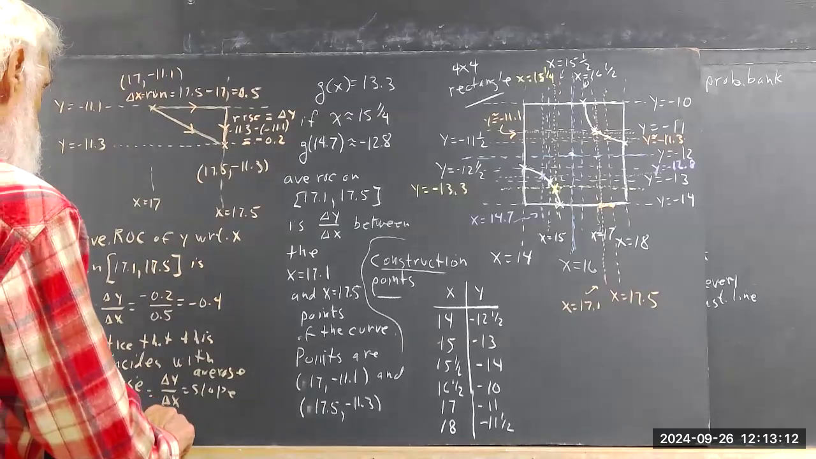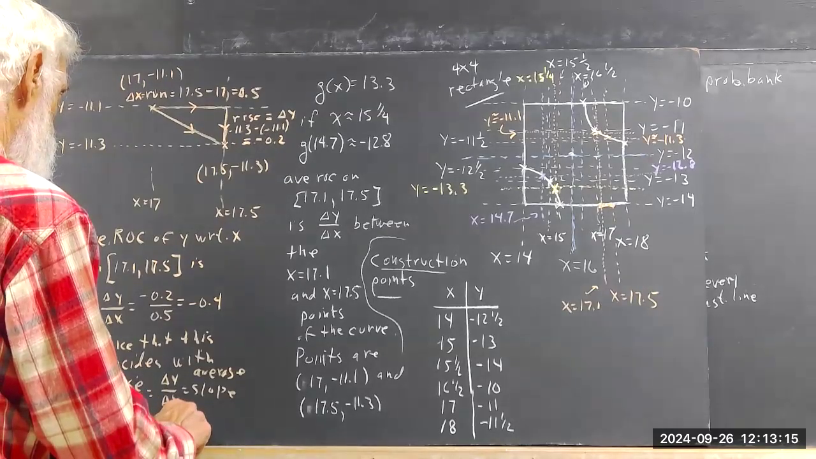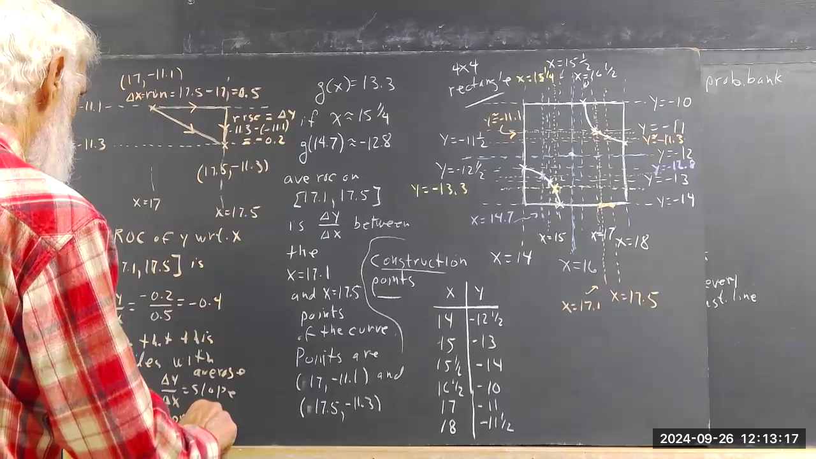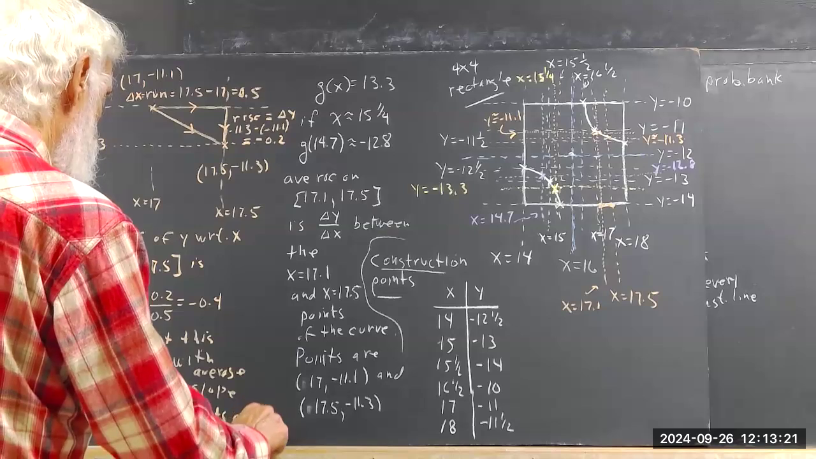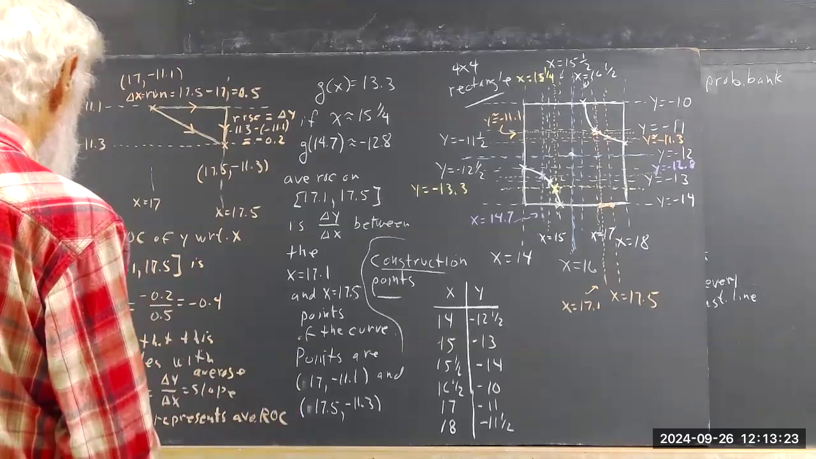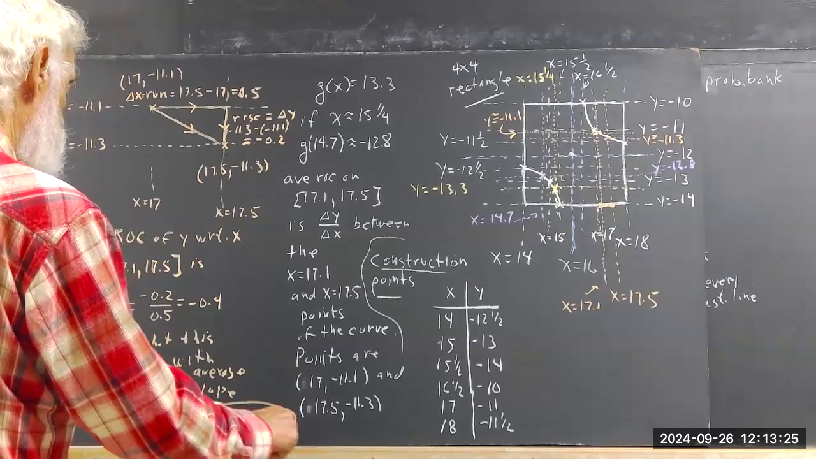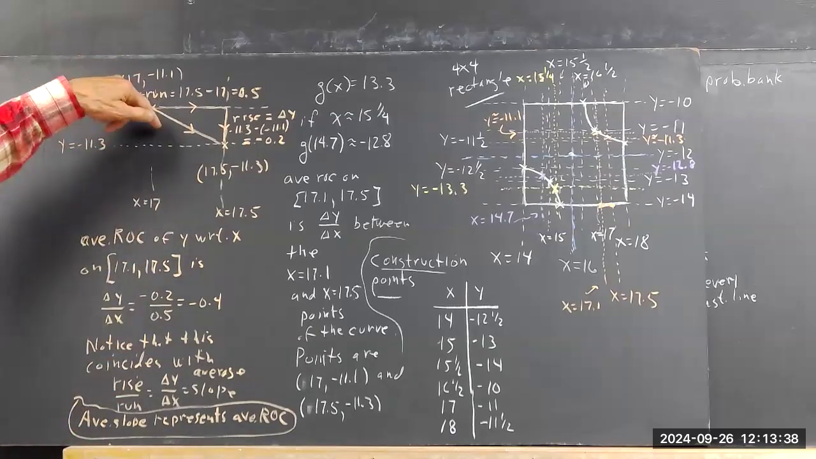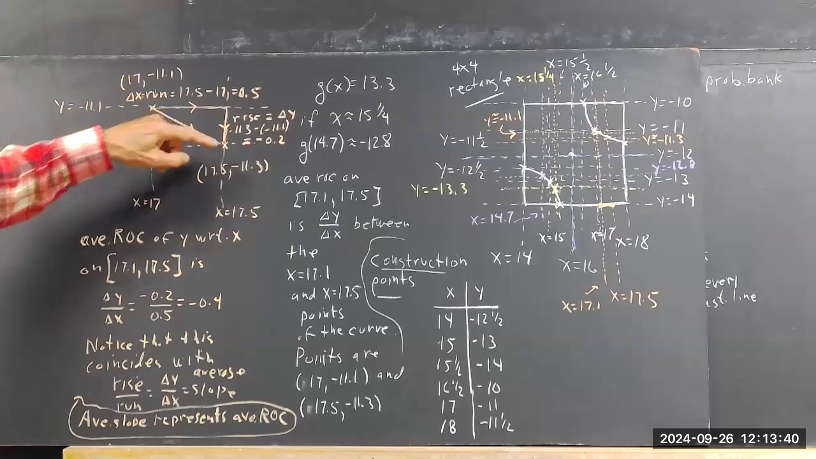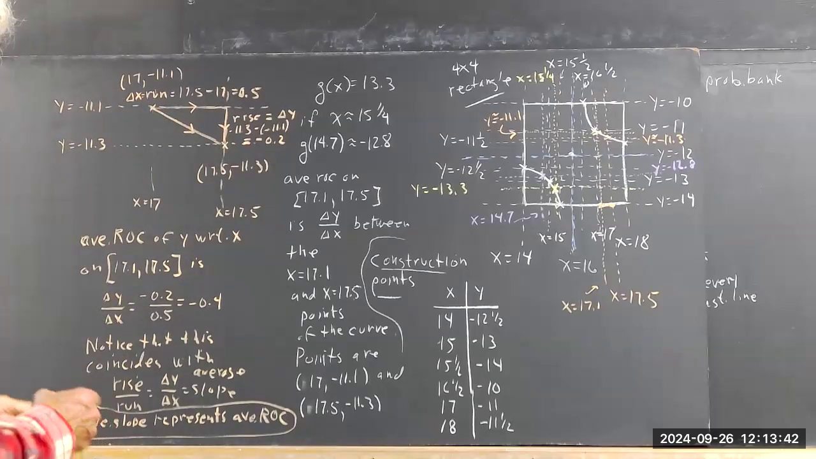Average slope represents average rate of change. Now, I should really say average slope on an interval represents the average rate of change on that interval. Don't have room to write all that out. The idea is very simple. The average slope here, which is the slope of this line, represents the average rate of change.